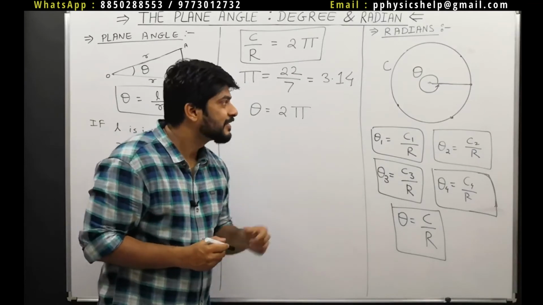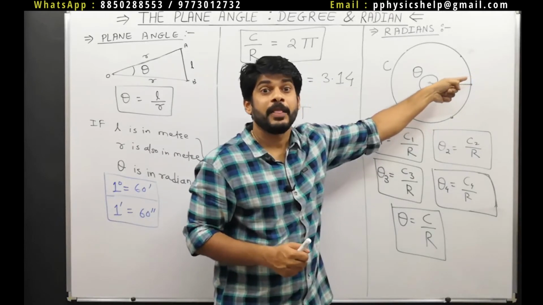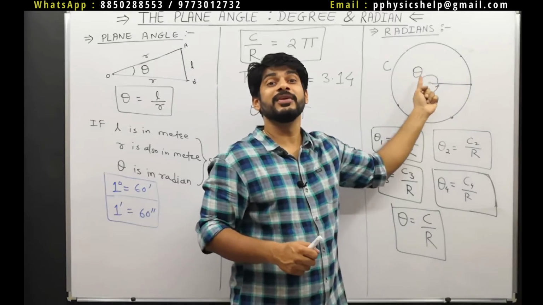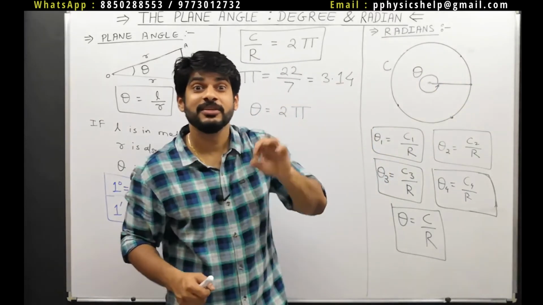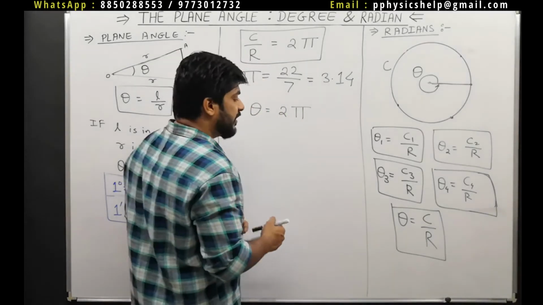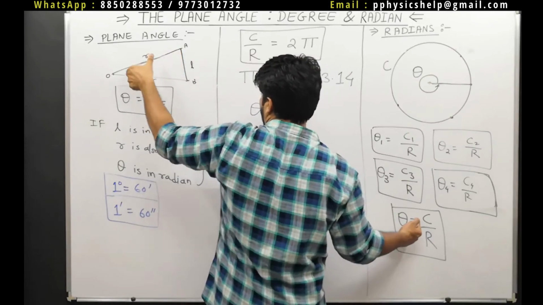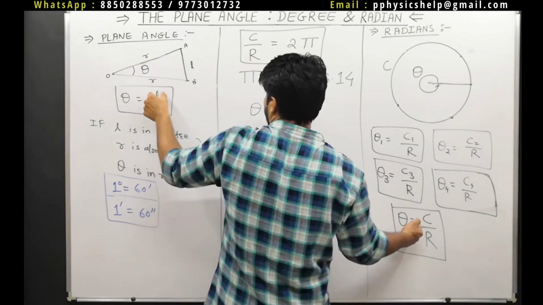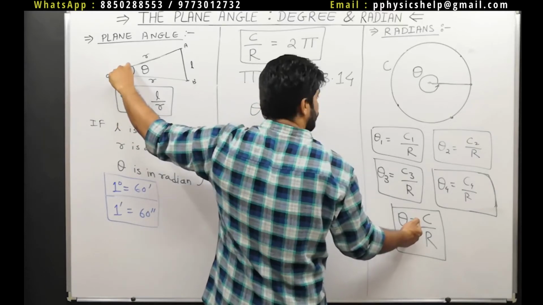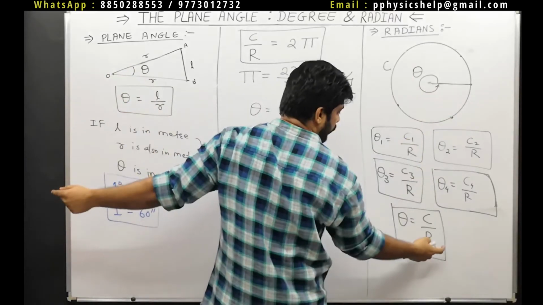That means the total angle subtended by the circumference of this circle with its center is 2 pi. And look at this, it's just like this equation. Length upon that length, and you get this angle, isn't it? So same here. Length upon this length, you get this angle over here.